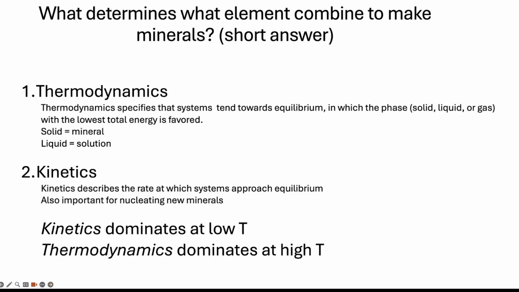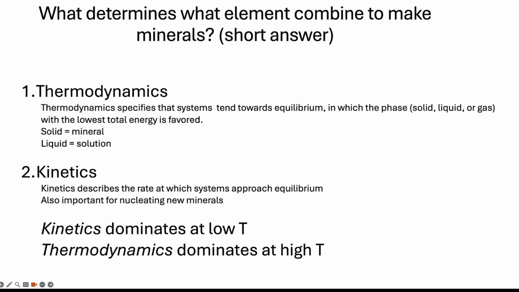So what determines what elements combine to make a mineral? The short answer is thermodynamics and kinetics. Thermodynamics is that branch of chemistry that specifies that systems tend towards equilibrium in which the phase, solid, liquid, or gas, with the lowest total energy is favored. And of course, if the solid is favored, then you have a mineral. And if a liquid is favored, then you have a solution. We've covered solutions quite a bit.